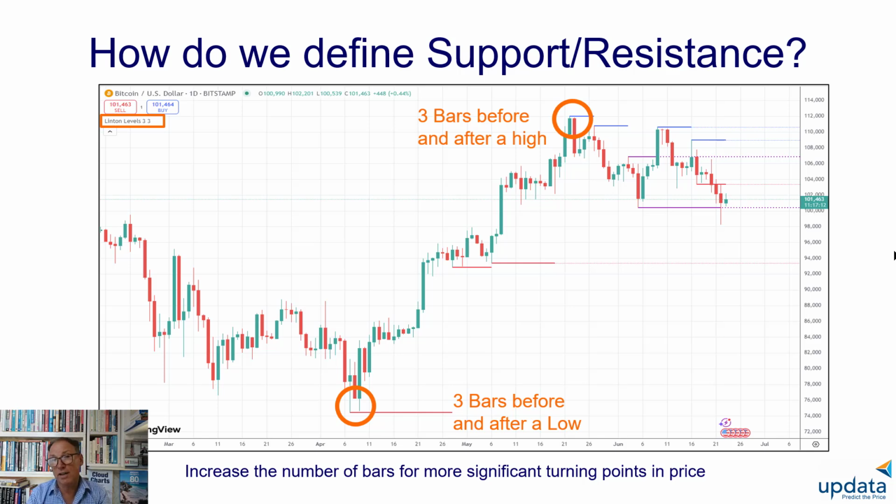The other one is defining resistance and support. Now, we've developed this 3-bar rule, which you can amend, where we mark on the chart the highs and lows based on the 3 bars before and the 3 bars after. So this will only draw when I'm 3 bars later and that was the low point. It says the 3 bars before and the 3 candles after, that's a low point, so I'm going to draw a line on the chart. And you can configure it to draw multiple levels of these, but this is a way of automating support and resistance and identifying turning points.